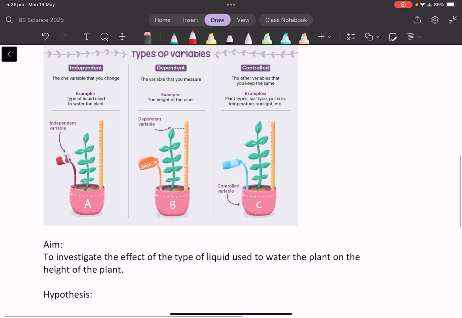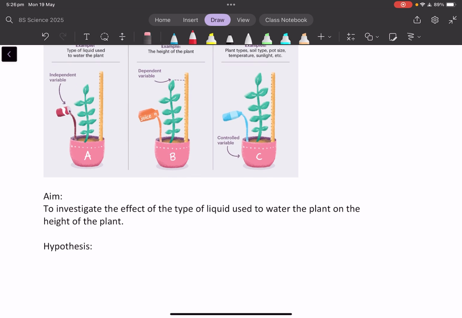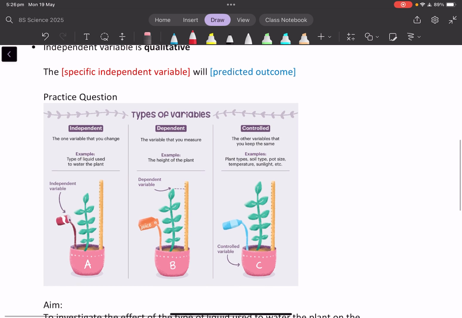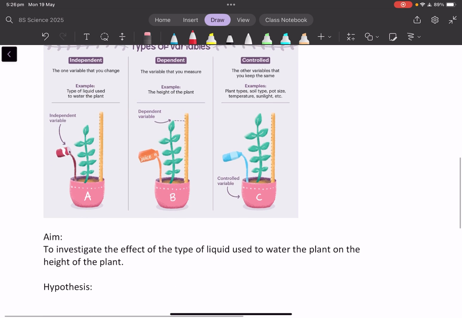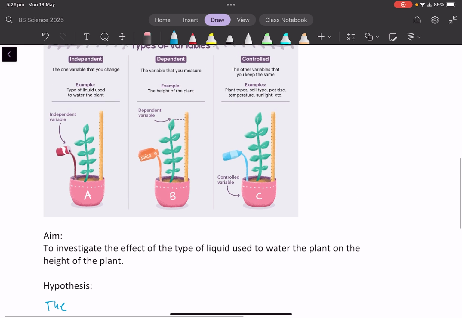Having a look at this experiment now, I'm changing the liquid used to water a plant, and then I'm seeing how high it grows. The aim is to investigate the effect of the type of liquid used to water the plant on the height of the plant. So what would my hypothesis be? Well, I'm going to start with my formula: the specific independent variable. In this case, I'm changing the type of liquid. That's what I'm intentionally changing.